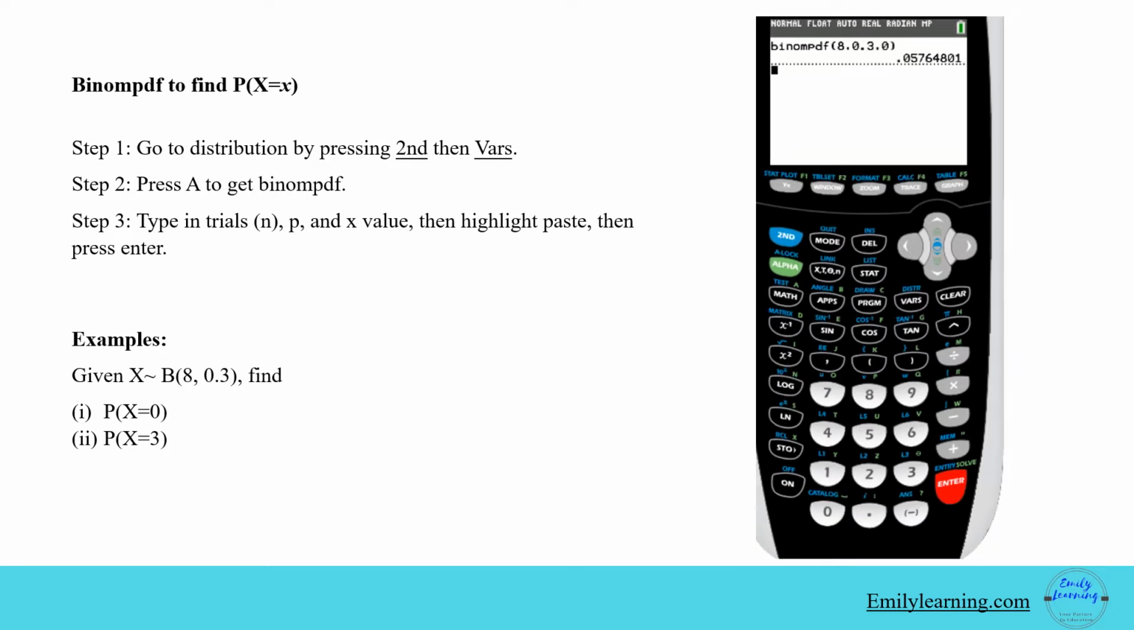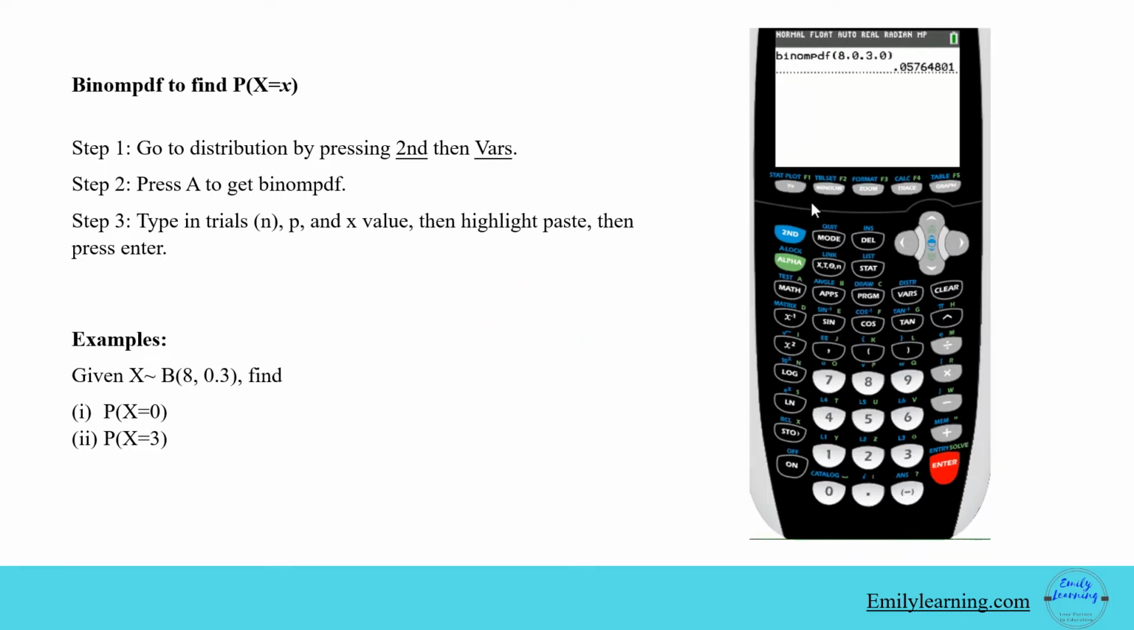For part 1, let's write out the answer. Part 1, P of X equals to 0 equals to 0.057648. Always write 2 significant figures more than what you need. Then round it off to 3 significant figures unless otherwise stated. This will be how you present the answer for part 1.